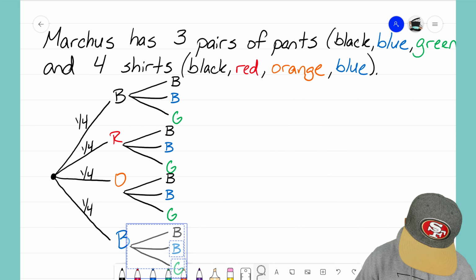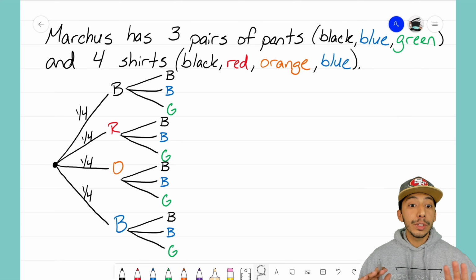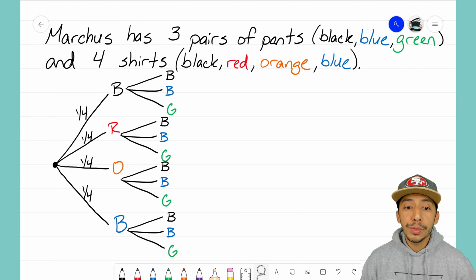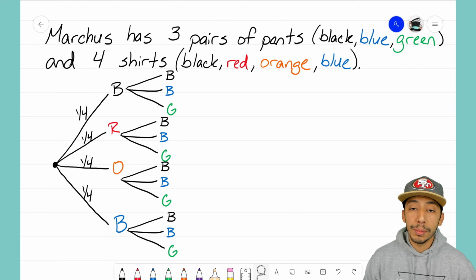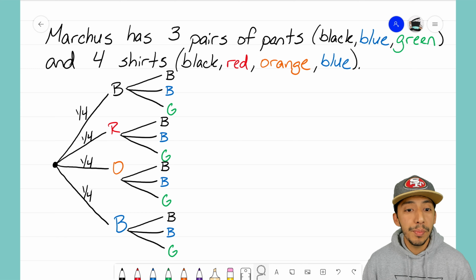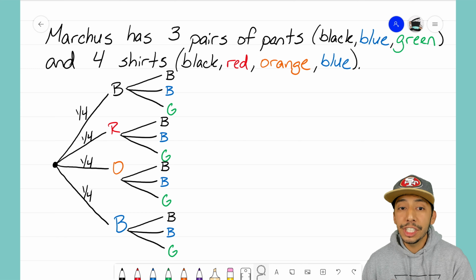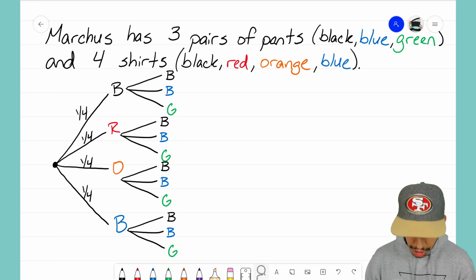Now notice that what this tree diagram does is it really just shows you all the different branches for Marcus to choose from. But we haven't finished it just yet. We have to add in the fractions for the pairs of pants. Again, 3 pairs of pants to choose from. Each pair is equally likely to be chosen.